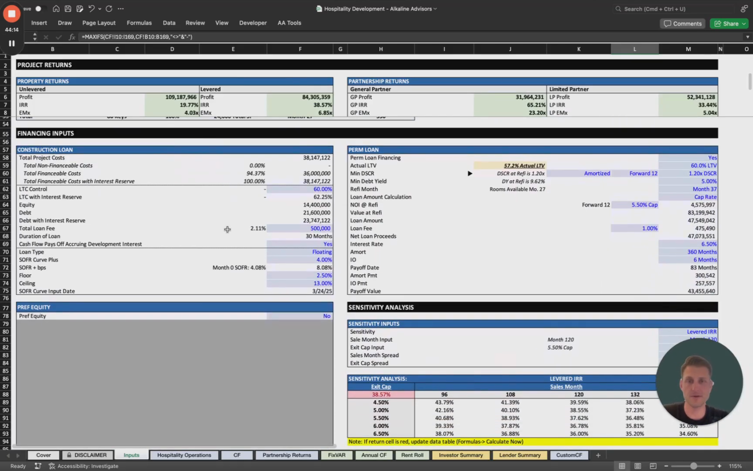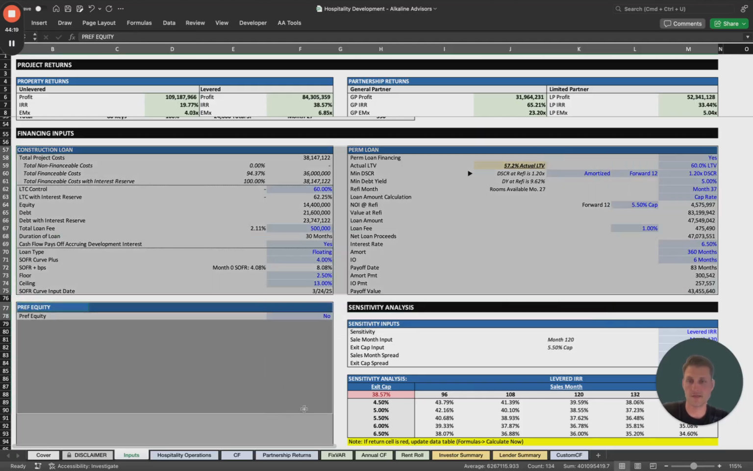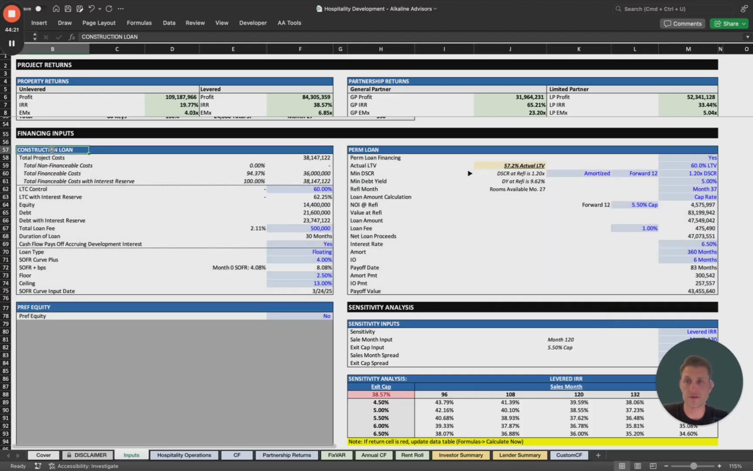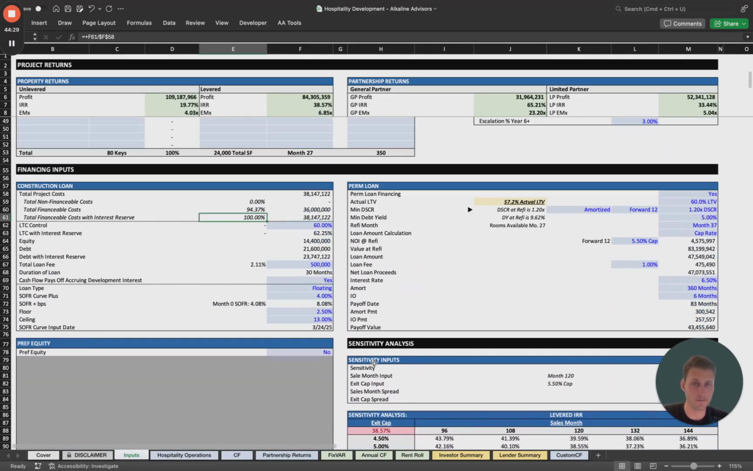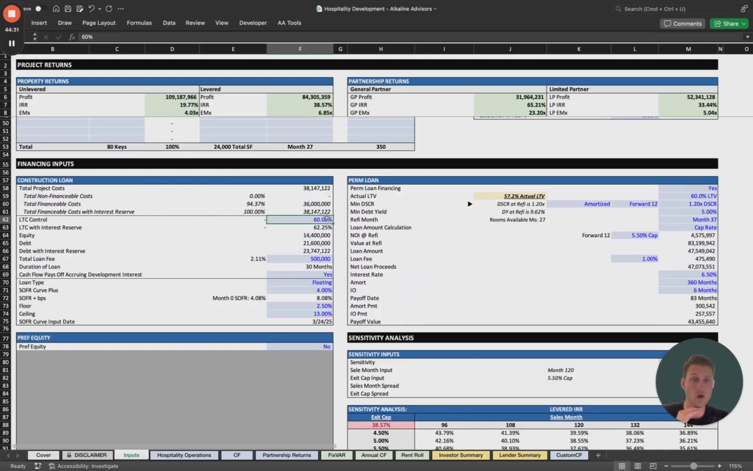So in the financing input section, you'll see we have really 3 buckets. The first one on the left is for the construction loan. So here, what we're doing is we're saying based on the budget inputs and what's financeable of the budget inputs, what is the loan to cost without interest reserve that we want to achieve? And we don't have any circular references or macros in this model. So through a goal seek, we could also calculate what the loan to cost inclusive of interest reserve would be, or we could just calculate it automatically based off of a loan to cost control.